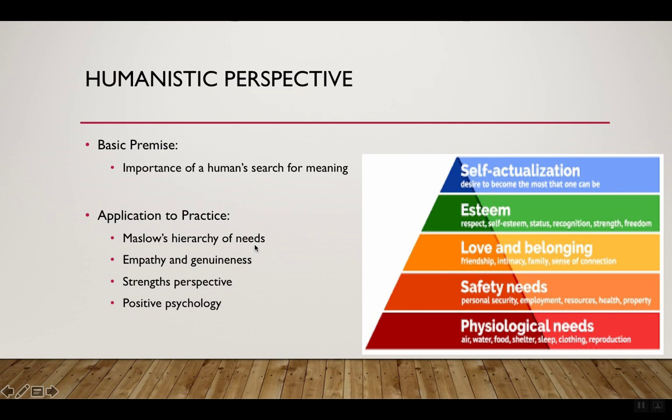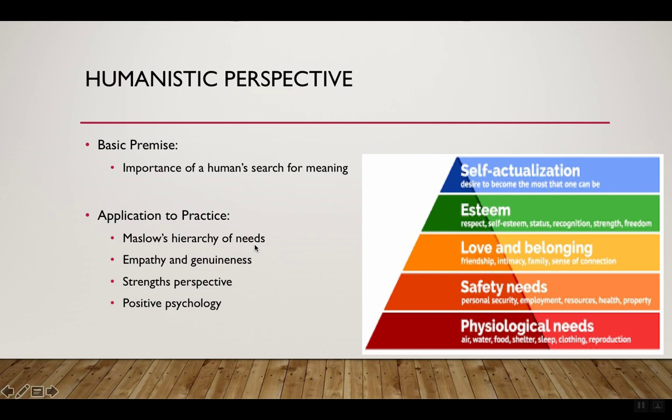Finally, we have the humanistic perspective. The basic premise for this perspective is the importance of a human's search for meaning, and this is rooted in Maslow's hierarchy of needs, which is provided on the image to the right. The idea is that needs at the bottom of the pyramid must be met before the ones at the top can be met. So, we have the physiological needs, which are the basic needs, including water, food, shelter, and sleep.